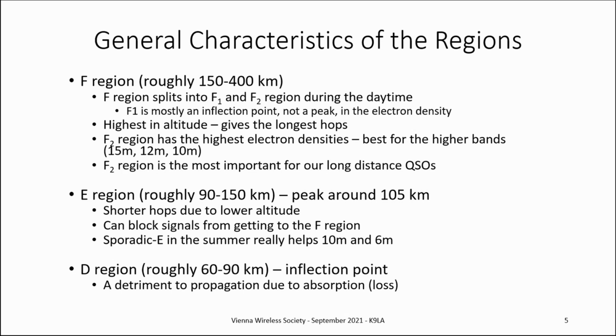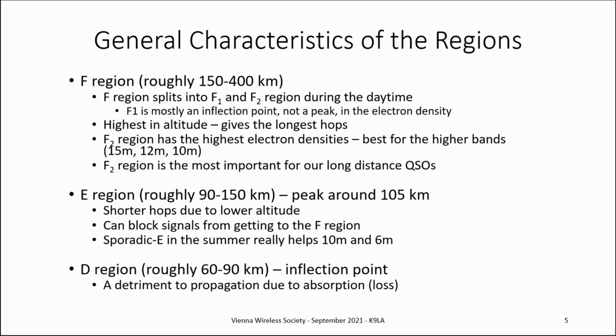The E region roughly extends from 90 to 150 kilometers. It has a peak around 105 kilometers. And because it is lower, if a signal refracts off the E region, it's going to take a shorter hop because the region is lower. It can also block signals from getting to the F region, which give us longer hops. And of course, sporadic E in the summer, we can't forget that because it really helps 10 and 6 meters, and it really did a great job this summer, the sporadic E season.